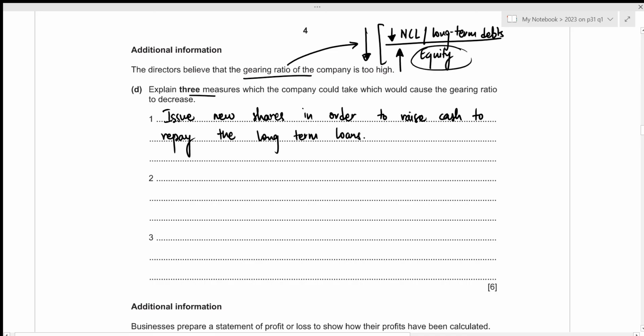That's the first measure. And the second measure to increase our equity would be to revalue our assets upwards, because that would result in a revaluation upwards, which will increase our reserves, right? Let's write it down. Revalue non-current assets upwards in order to increase the reserves of the company.